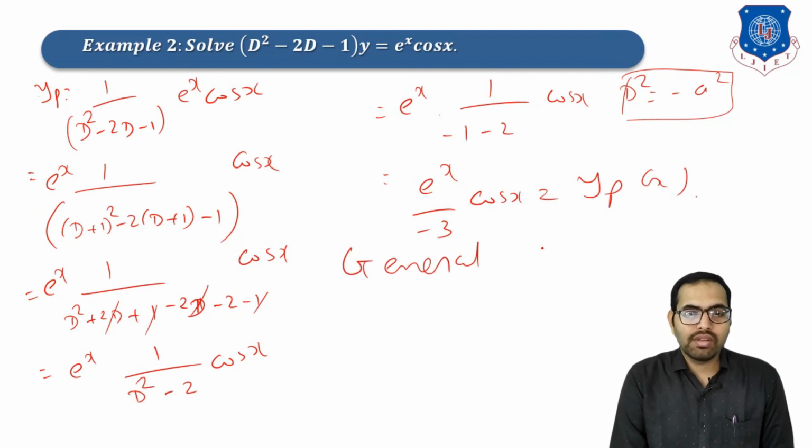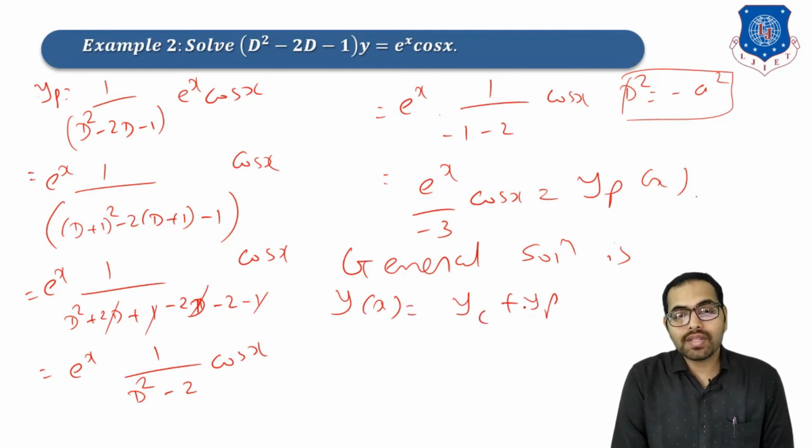Now the general solution is y of x equal to yc plus yp.